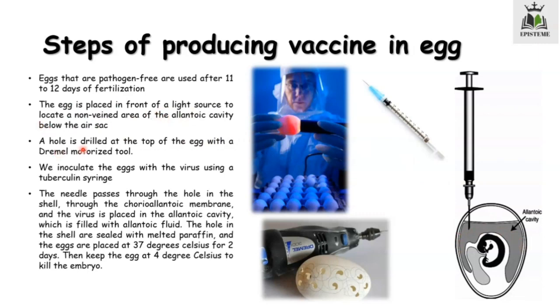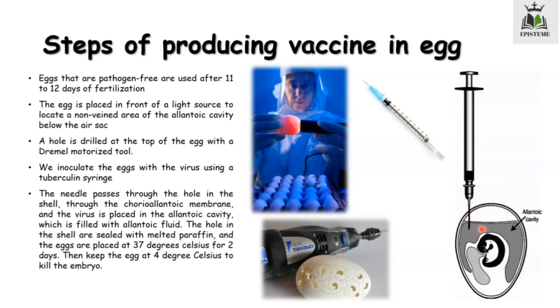Once it is located, a hole is drilled at the top of the egg using the Dremel motorized tool. This is the tool that we use, and we drill here, at this point where I'm pointing. Next we use the tuberculin syringe. This is a tuberculin syringe, and we use it to inoculate the virus into the allantoic cavity.